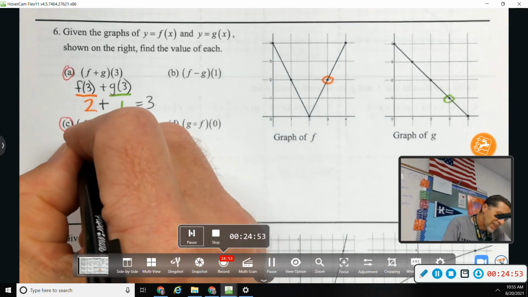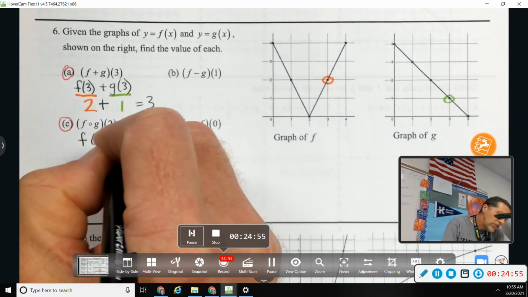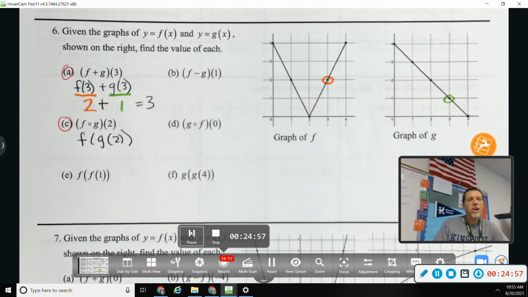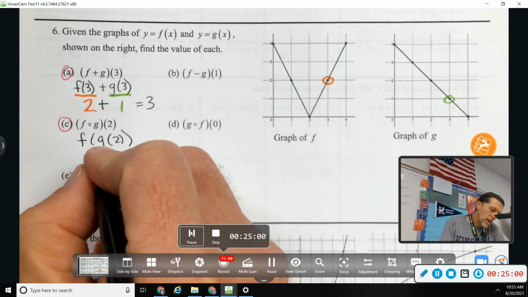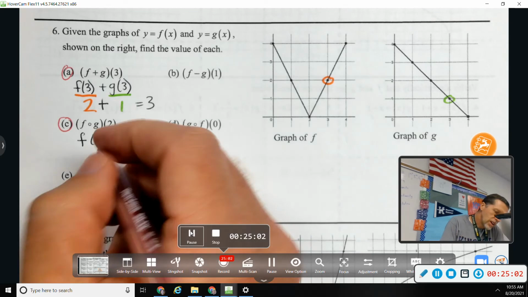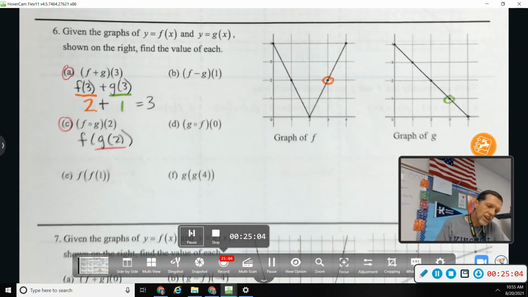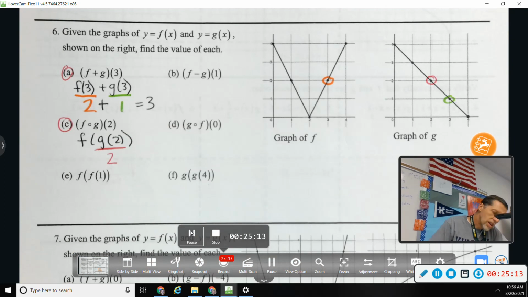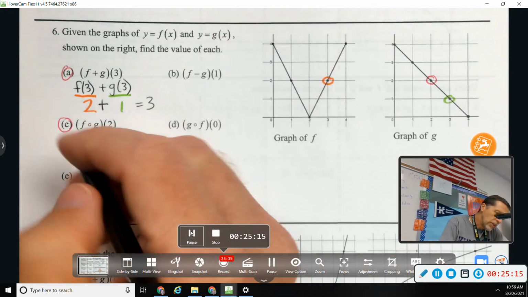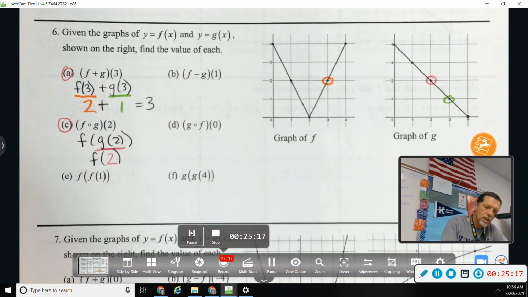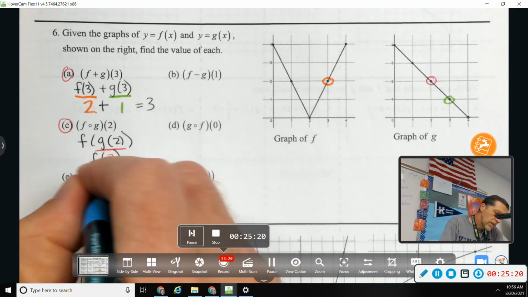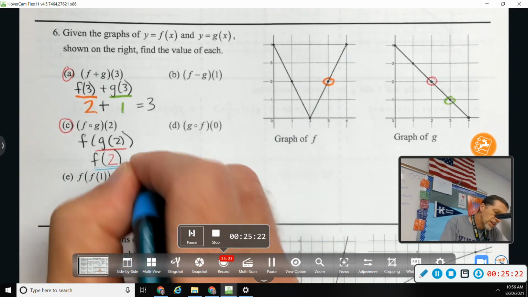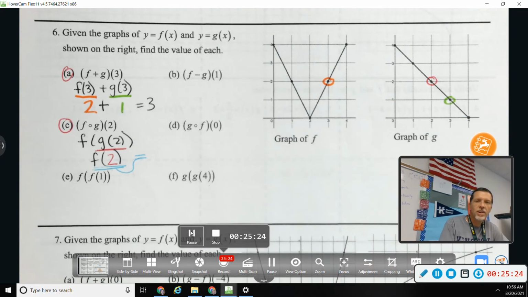Part C, f of g of 2. Well, g of 2, start on the inside. What's g of 2 equal to? 2. And then f of 2. Running out of colors. F of 2 is equal to 0.